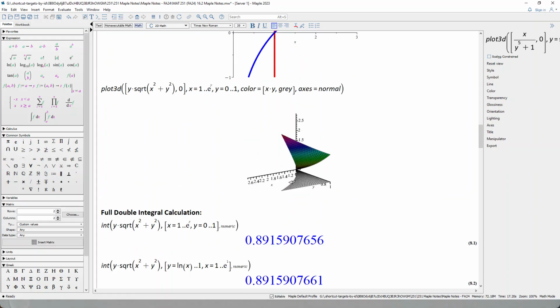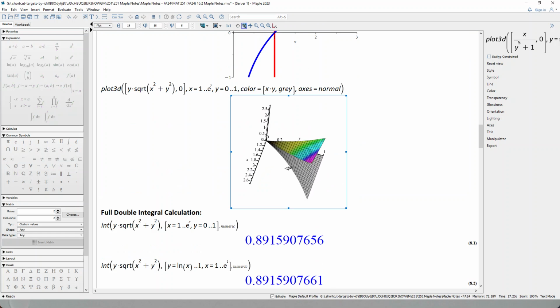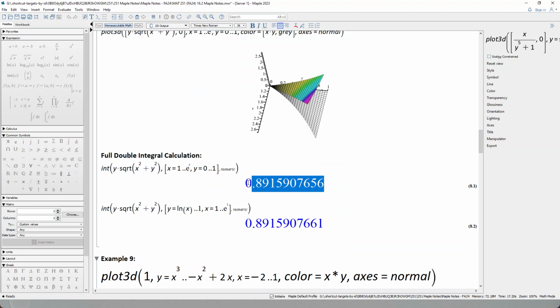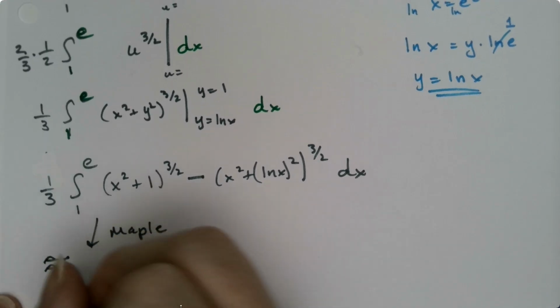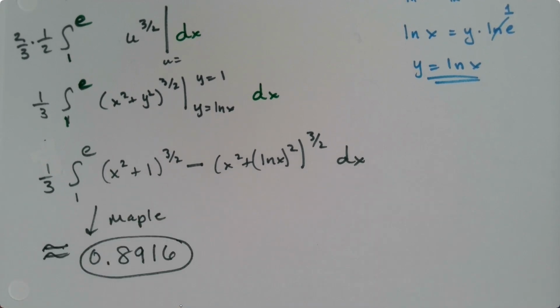So here's the plot, so you can see it, right? There it is. There's the region and so on. It looks like it's not the right region, but it is. The scaling is off on the x and y axis, so don't worry about that. And we get that the integral is 0.8916. So there we go. Put a squiggly equals 0.8916. And there we have it.